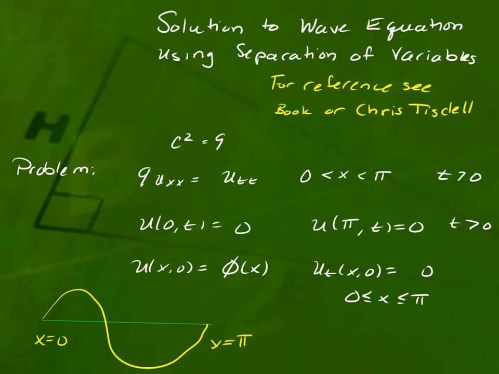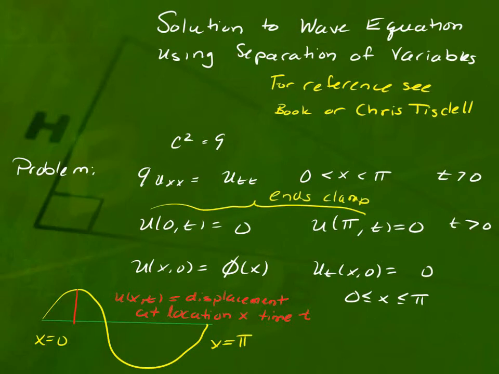And there's a sample picture of my waving guitar string. And there's my u of x,t, which is the displacement and the location, and we just talked about the derivation. And what that means is the ends are clamped, just like in the guitar string.